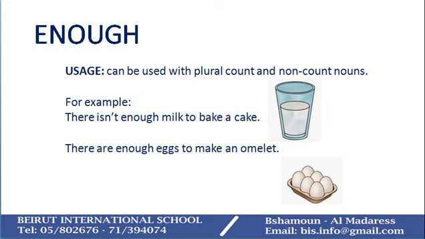Enough, on the other hand, can be used with plural count or non-count nouns. For example, I can say there isn't enough milk to bake a cake. Look at the amount of milk in the glass. Is this enough for you to make a cake? Of course not. I can also use it in a positive sense to say that a certain quantity is enough. For example, there are enough eggs to make an omelette. Six eggs is way more than needed to make an omelette.